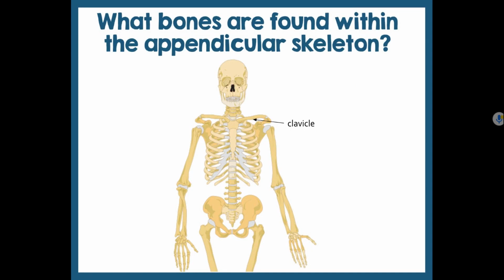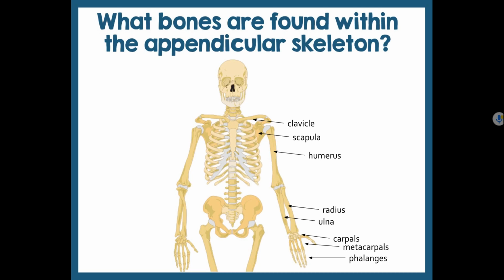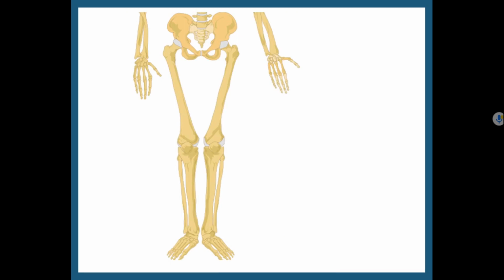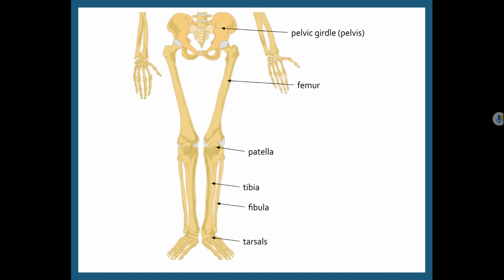There's the clavicle, that's called the collarbone, the scapula, the humerus, the radius, the ulna, the carpals, metacarpals, and phalanges. Then there's the pelvic girdle or the pelvis, the femur, the patella, the tibia, the fibula, the tarsals, metatarsals, phalanges.